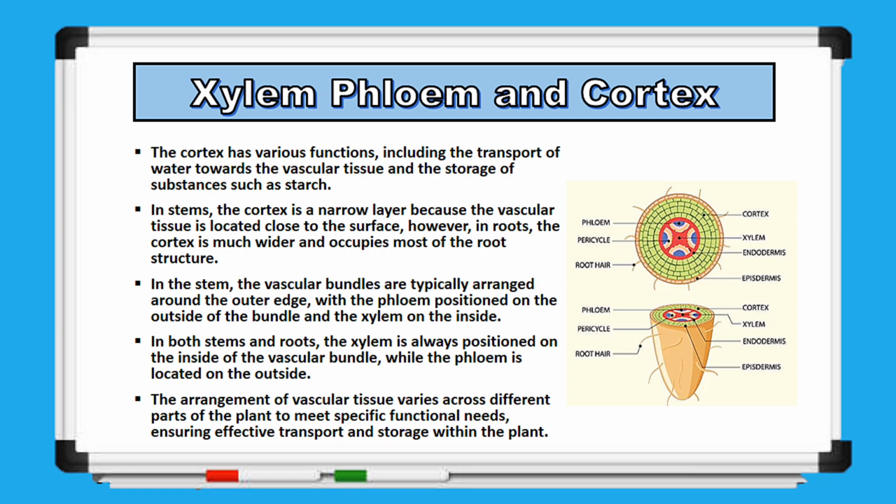As mentioned earlier, in the stem, vascular bundles are arranged around the outer edge, with the phloem on the outside and the xylem on the inside. In both stems and roots, the xylem is always positioned toward the interior of the vascular bundle, while the phloem remains on the outside. This variation in the arrangement of vascular tissue across different parts of the plant ensures that each region meets its specific functional needs, allowing efficient transport of water, nutrients, and food, as well as proper storage throughout the plant.